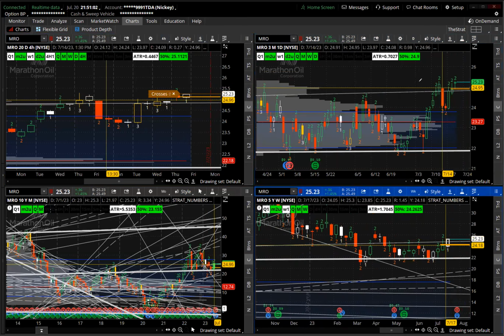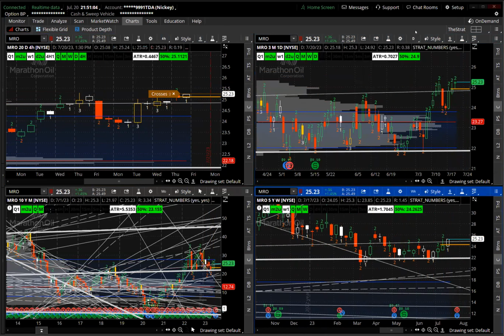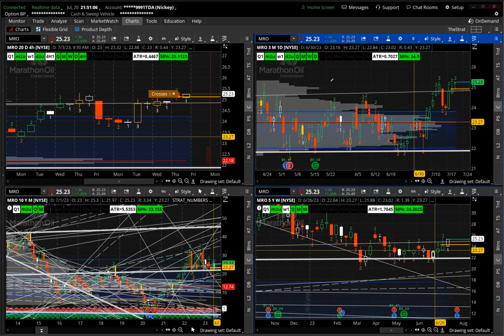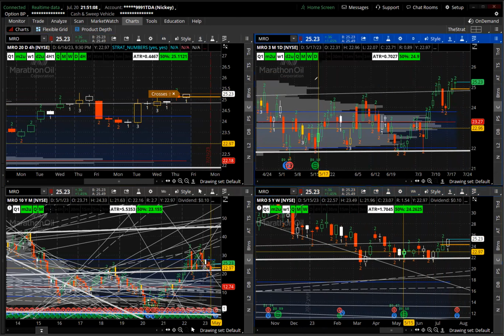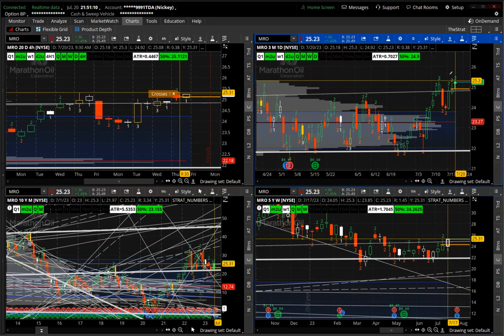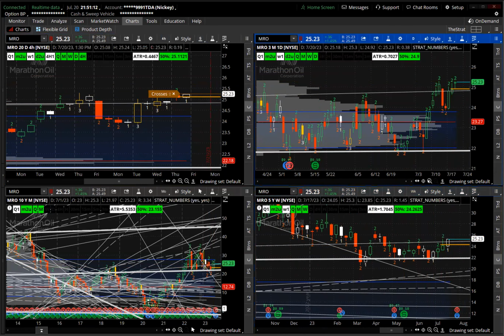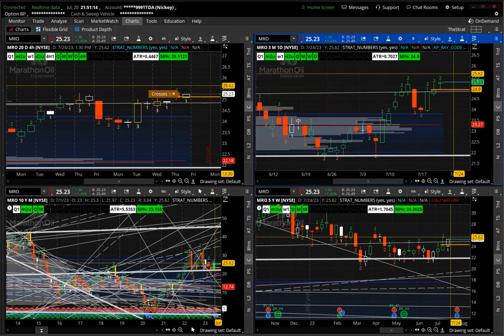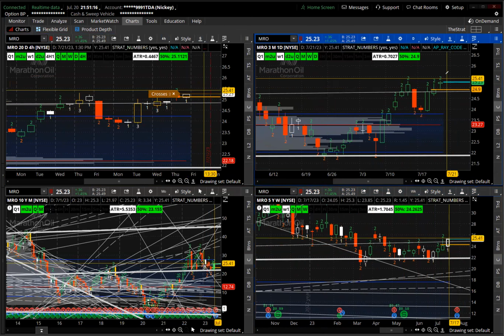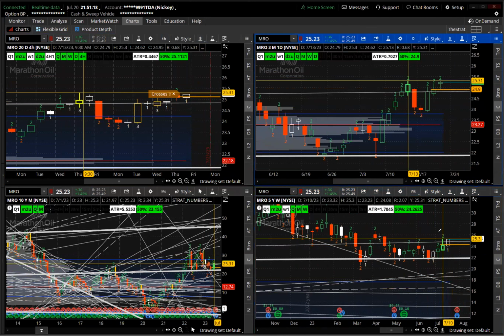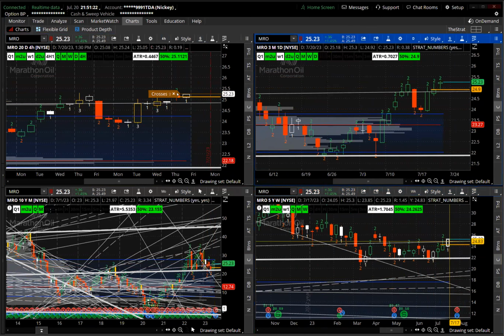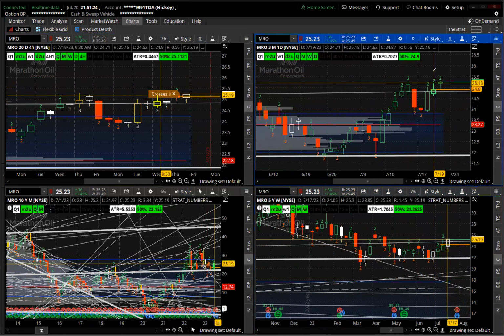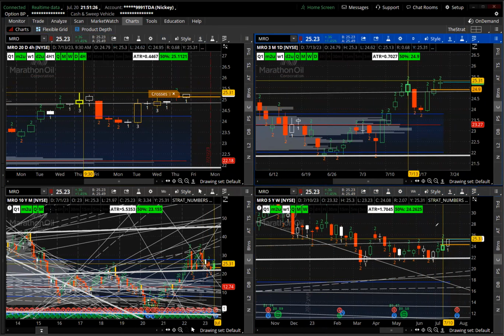It does look like it wants to take off. On my daily chart, my volume shows kind of a little spike right there, I'll call it. So it does look like it'll continue to the upside. Inside week takes it out at 25.31. 30. 30, I'm sorry. Oh yeah, that's a nice one.